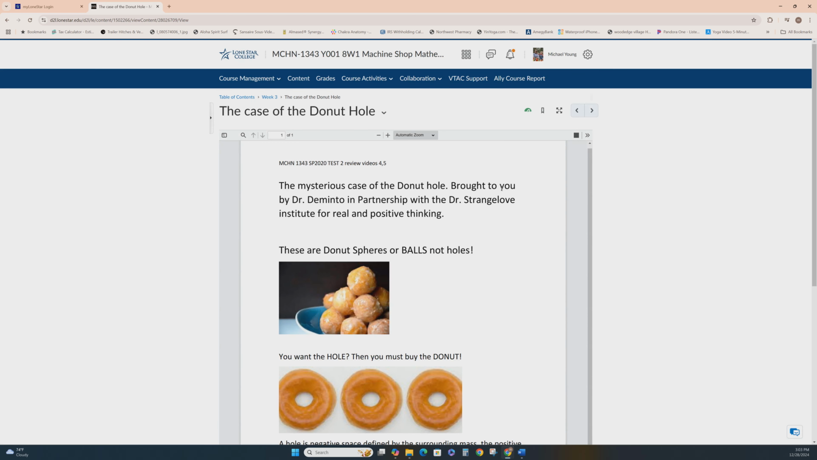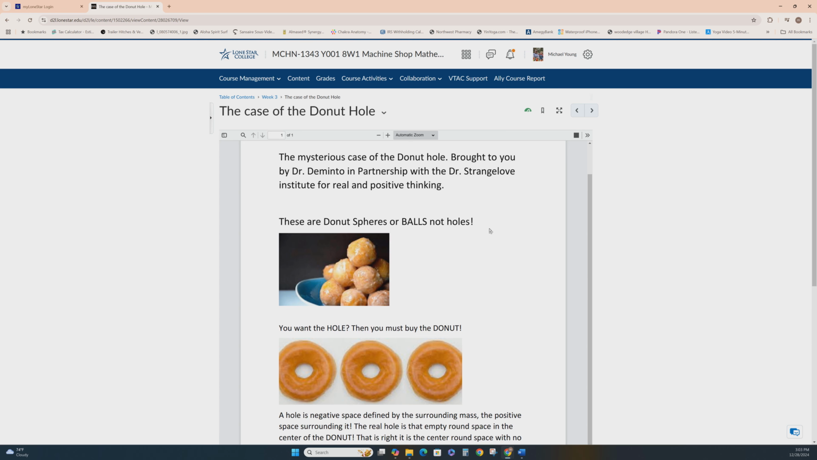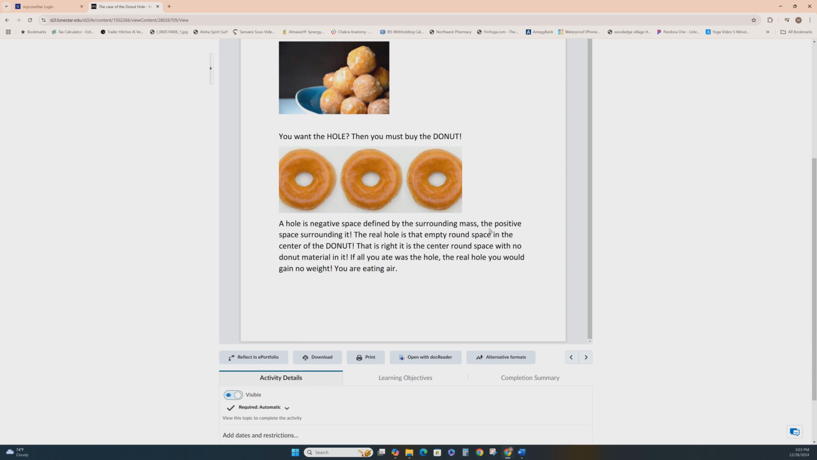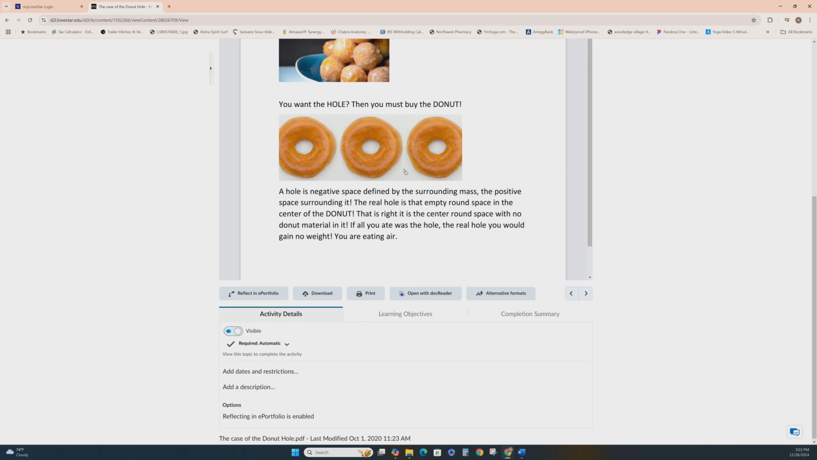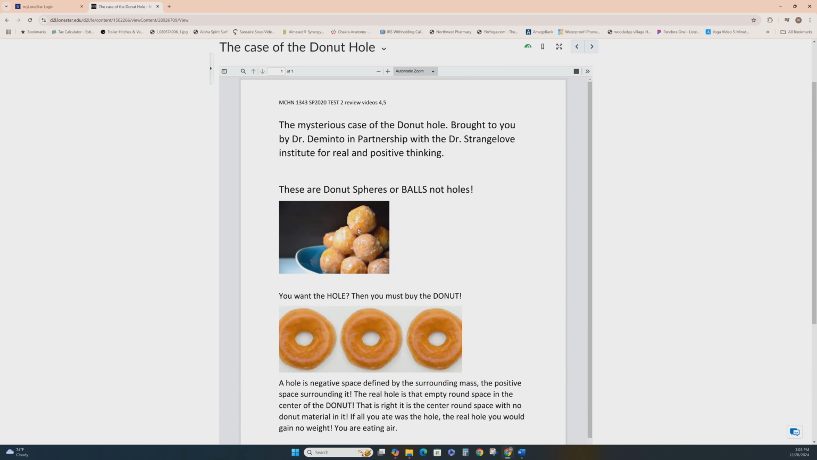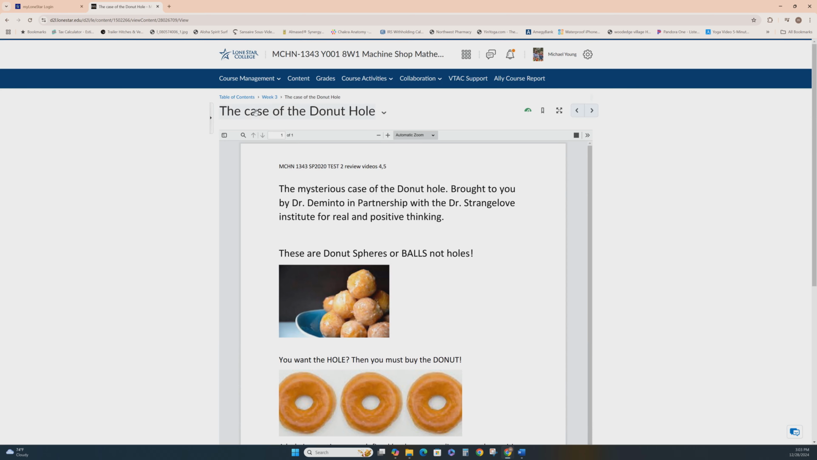Now, this was brought to you by Dr. Demento in partnership with the Dr. Strangelove Institute for Real and Positive Thinking. It talks about donut balls and donut holes. Now, what in the name of Zeus does this have to do with machine shop math? Well, a hole is negative space. Only in America do we call a sphere a hole. That ain't a hole, that's a ball. Read this. It'll help you with the test.